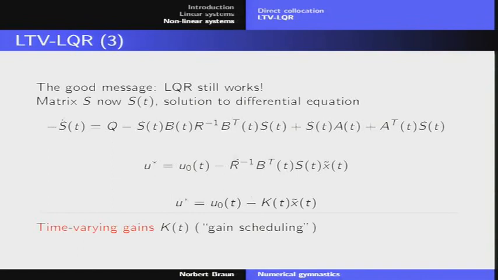And this product of matrices, we call K. What we get here is that the optimal action is U0 of t, which is what we calculated by direct collocation, minus K of t, which is a matrix which we can also calculate offline, times the deviation from the nominal trajectory. And K of t is just some gain, like the gains we had before, but it's time varying.